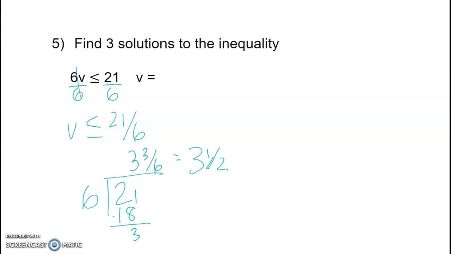So it could be equal to 3 and 1/2. It could be equal to anything that's less than 3 and 1/2. So I could do 3, or I could do 2.5, or I could do 2, or 1.5, or I could do 0. I could even go into the negatives. Those would all work.